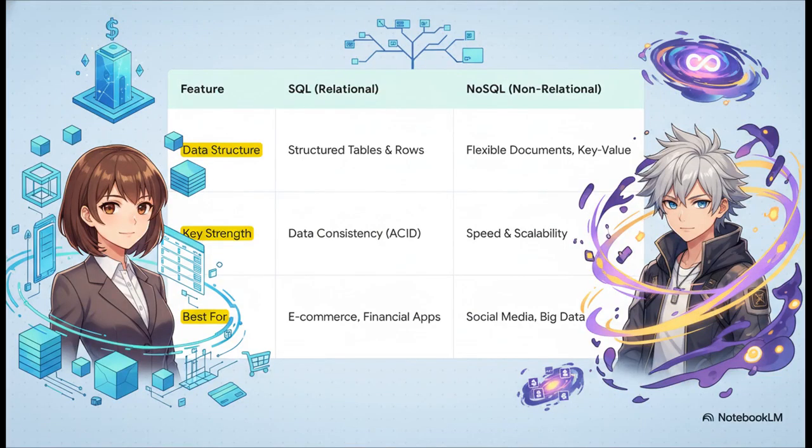Okay, so broadly speaking, you've got two main families to choose from. First, you have SQL databases. These are relational, which means they store data in really structured tables, kind of like a spreadsheet on steroids. Their superpower is data consistency, which makes them absolutely perfect for things where accuracy is key, like e-commerce or financial apps. Then you have NoSQL databases. These guys are way more flexible. They're all about speed and insane scalability, which is exactly why they're the go-to choice for things like social media feeds or huge big data projects.